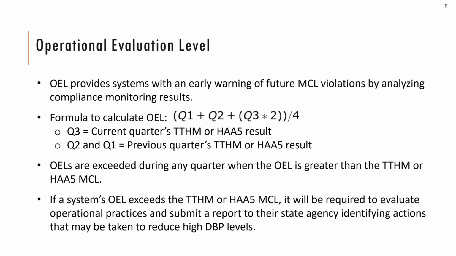So again, you can see on the screen, the PowerPoint, the way to calculate is 2 times the current quarter's TTHM or HAA5 results, then add the previous 2 quarters and divide that by 4. And if the calculated OEL exceeds the HAA5 or TTHM MCL, that's considered an exceedance. The system will be required to notify the state within a certain number of days. This number can differ from state to state.